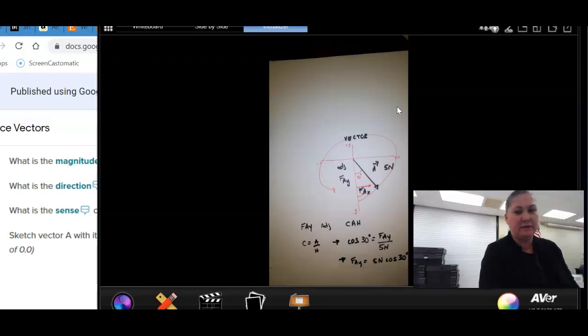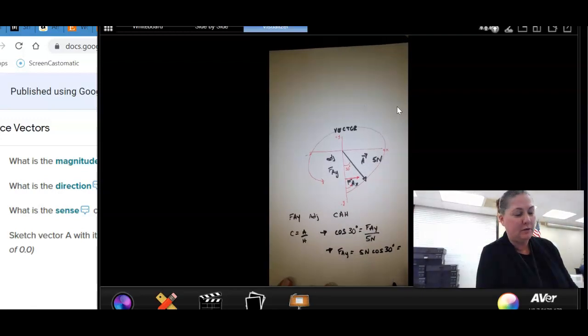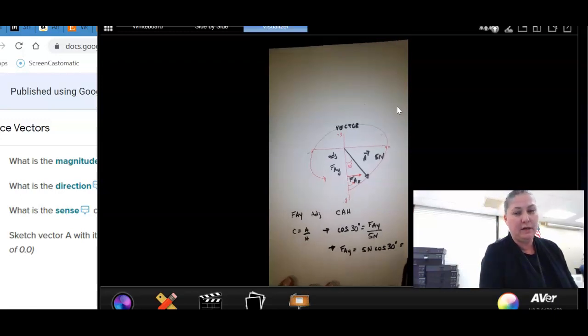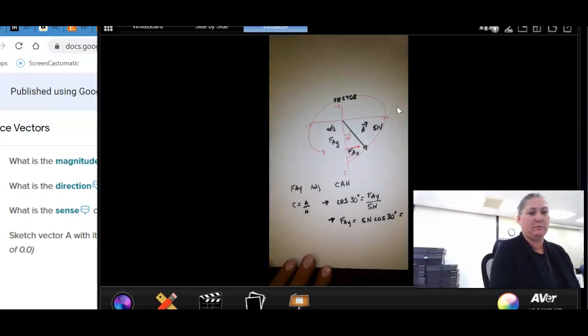Once you get that answer, the answer will be in newtons. So your answer, 5 in your calculator, 5 times cosine 30, make sure you're in degrees. Your answer would be in newtons. A small answer, like a small whole number.